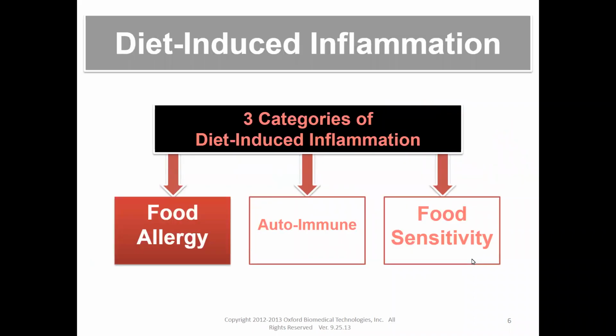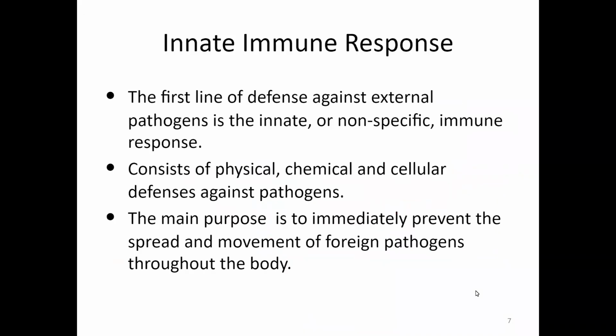There are 3 categories of diet-induced inflammation. There's food allergy, autoimmune, and then there's food sensitivity, which we'll talk about in more detail. I first wanted to briefly help you understand our immune response. We have an innate immune response, which is essentially the first line of defense against external pathogens, what we call the non-specific immune response. This consists of physical, chemical, and cellular defenses against pathogens.